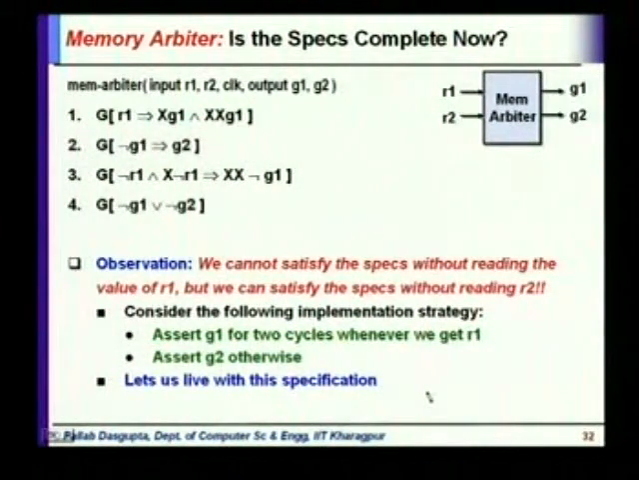Now in this case maybe we would accept this, that we actually do not need to read R2 because G2 is the default grant. So the low priority device does not have to explicitly put in a request. Whenever it has the grant, it uses it, as simple as that. So we live with this specification.